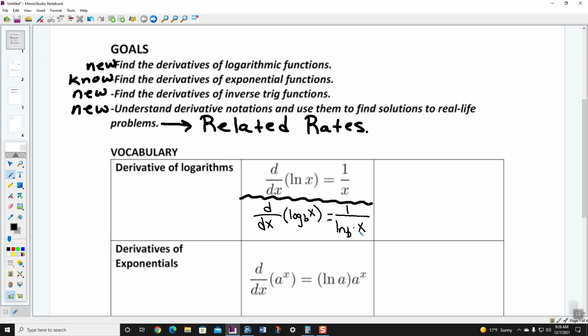When you use natural logs, what base are we using? E. What is the natural log of e? 1. So it's like 1 times x in the bottom by this rule right here. So it's 1 over the natural log of b times what?